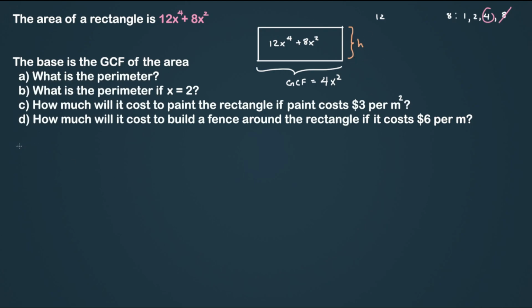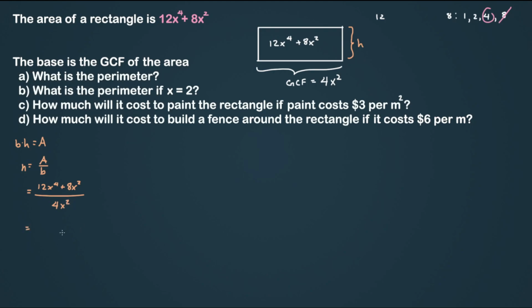Well, I know that base times height is equal to area. And I know what base is, I know what area is. So to isolate my height, I'm just going to divide both sides by b. And I'll just plug in a and b in this case. So we know h is going to be equal to area, which is 12x to the 4 plus 8x squared, divided by my base, which is 4x squared.